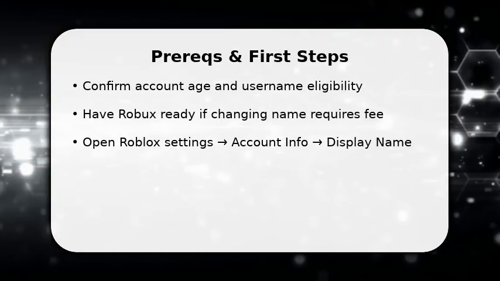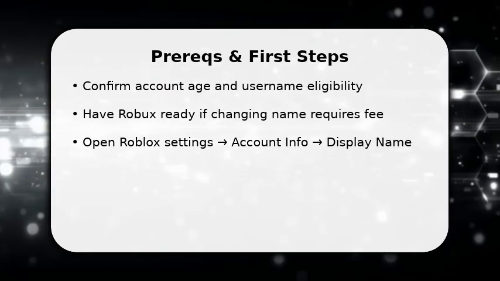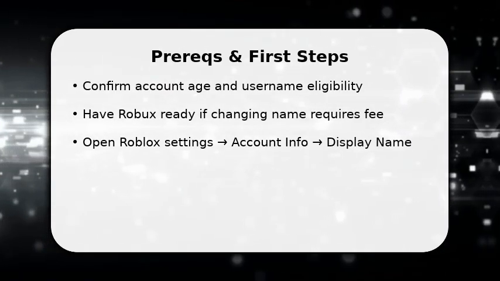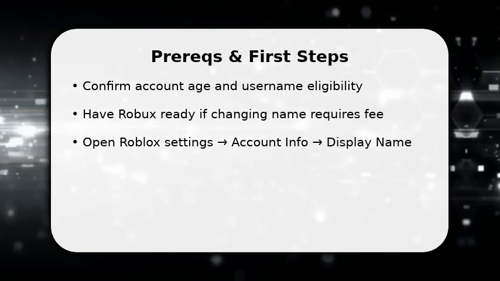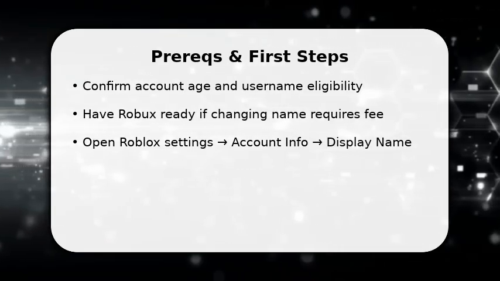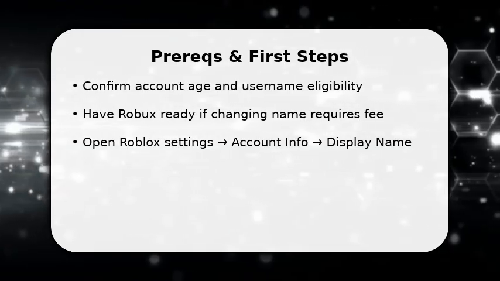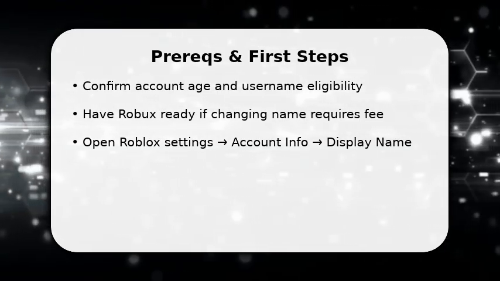You start by checking eligibility. Roblox lets you set a display name separate from username, but account age and past changes can affect timing. Once you confirm eligibility, you need Robux if a paid change applies. Keep the amount ready. Now open Roblox, go to Settings, pick Account Info, and select Display Name.